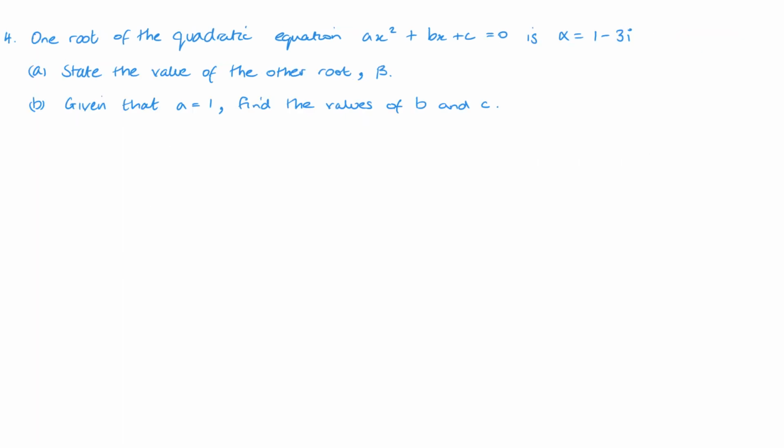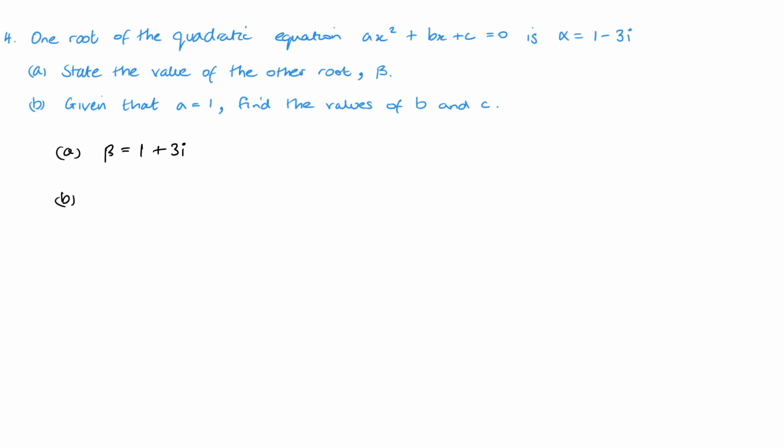Now, I sped the other ones up, but I thought I'd slow down and talk you through this answer, as I didn't do an example like this. But it is pretty much the same start. Looking at A, remember, if it's complex, then the roots come as a conjugate pair. So our beta is going to be 1 plus 3i.